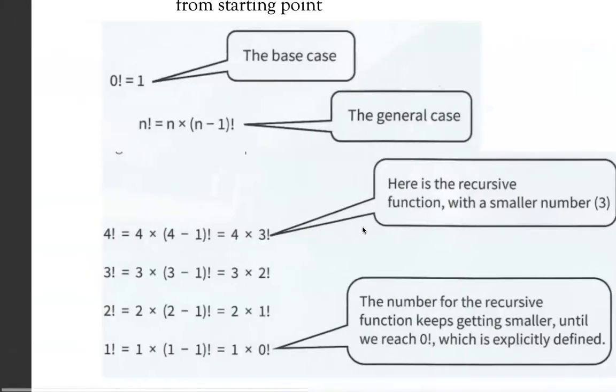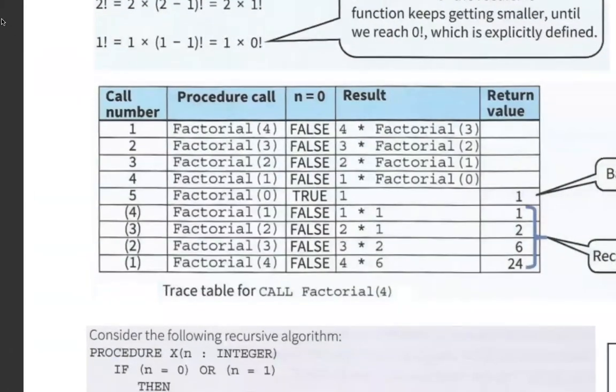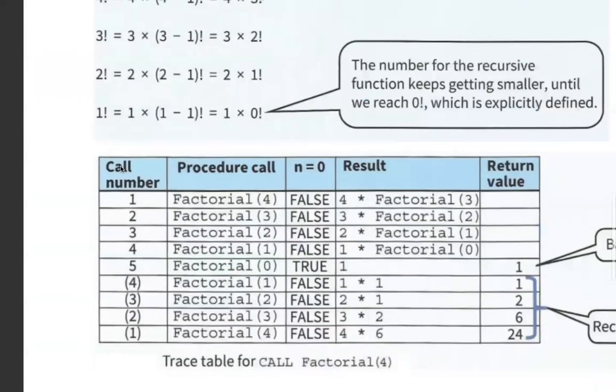Now, if we come back to the table over here, as you can see, my table has these columns. Call number refers to what instance of this procedure call it is. So this is the first time the factorial subroutine has been called, and this is the parameter used. What parameter is being used? I'm using 4 in this.